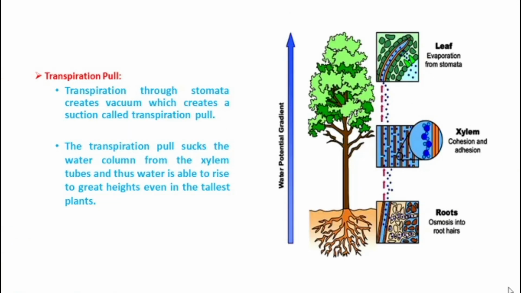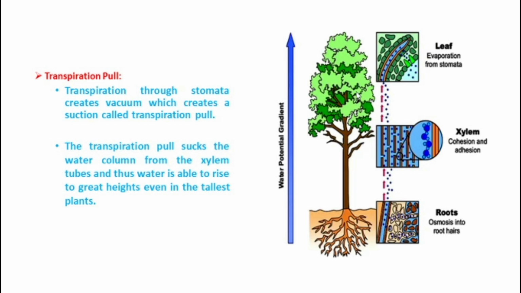Then another factor is the transpiration pull. The transpiration through stomata creates a vacuum which creates a suction called transpiration pull. The transpiration pull sucks the water column from the xylem tubes, and thus water is able to rise to great heights even in the tallest plants.